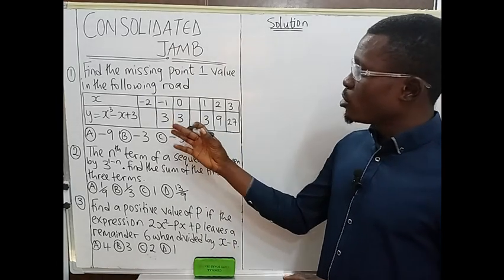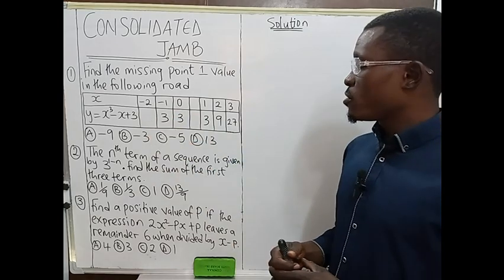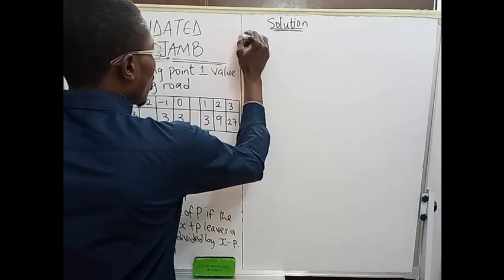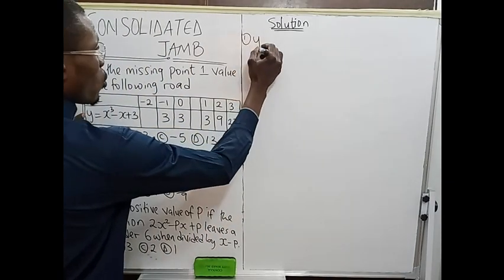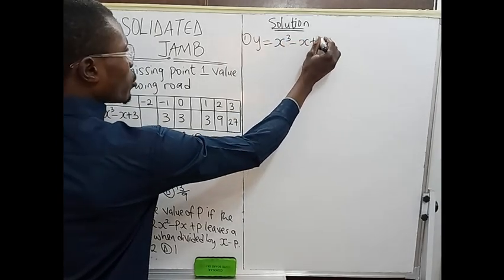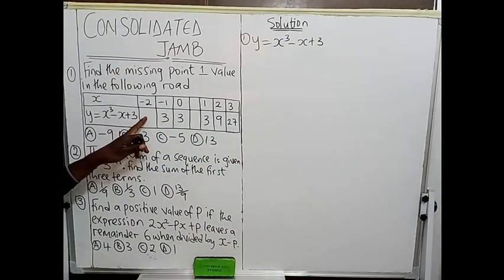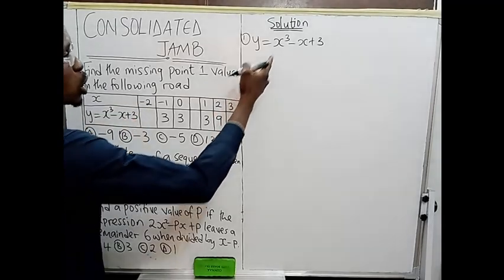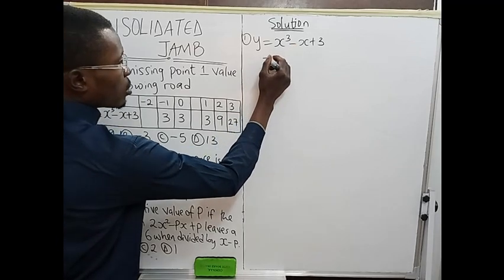Question 1, we are given this table and we're asked to find the first point value. For question 1, we are given the relation y equals x cubed minus x plus 3, and we're asked to find the missing value here. At this point, our x is given to be minus 2, so substitute minus 2 into this.